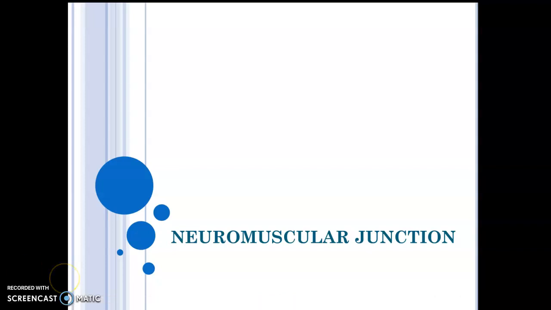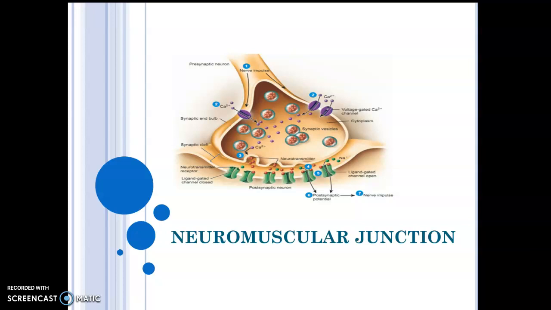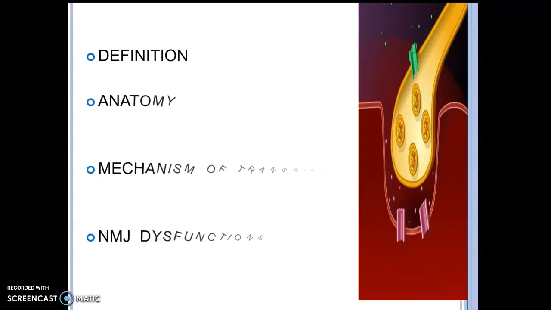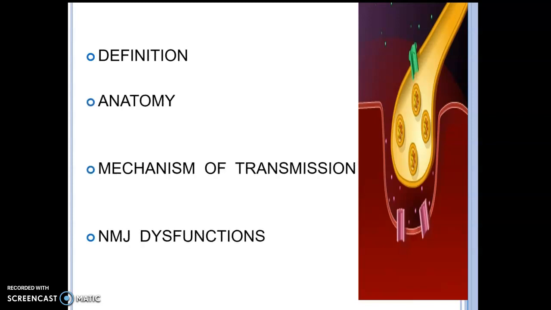So neuromuscular junction, as we know by the name, is a junction between a nerve and a muscle fiber. First we will see the structure and physiological function of a skeletal muscle neuromuscular junction. We will discuss this topic under the headings of definition, anatomy, mechanism of transmission of impulse, and neuromuscular junction abnormalities, clinical aspects.